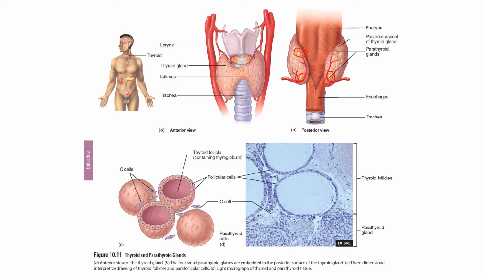So in here, you will see also a three-dimensional interpretative drawing of the thyroid follicles and the parafollicular cells. So here you will see this is a thyroid follicle. Itong isang buong to. Okay. So it is lined up with your follicular cells. And then sa extracellular matrix ay makikita nyo yung mga C cells na yan.